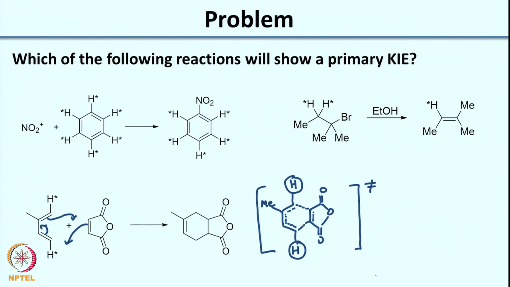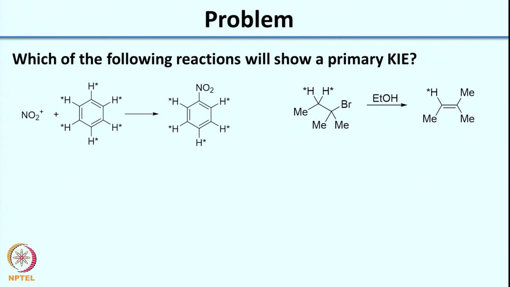Now looking at the transition state, are the CH bonds broken? No, the CH bonds are not broken, therefore no primary kinetic isotope effect will be seen. This is quite straightforward because in your product also you have these CH bonds and they are not broken. So you can say that this reaction will not show a primary kinetic isotope effect. Now what about the other two reactions?